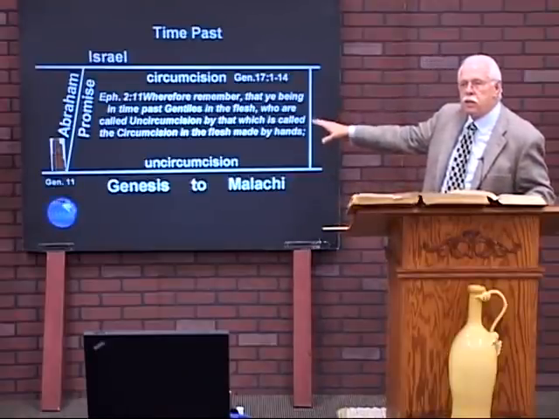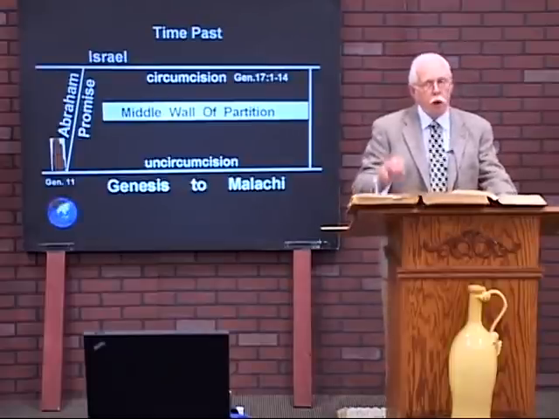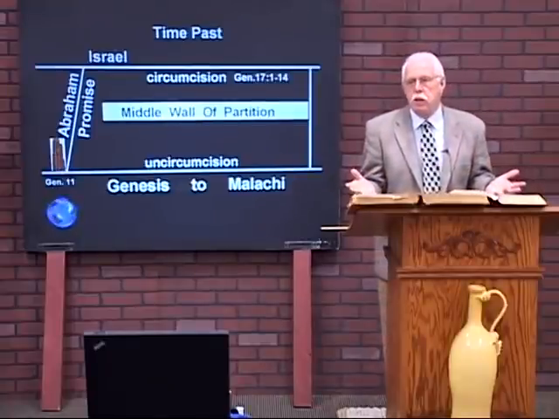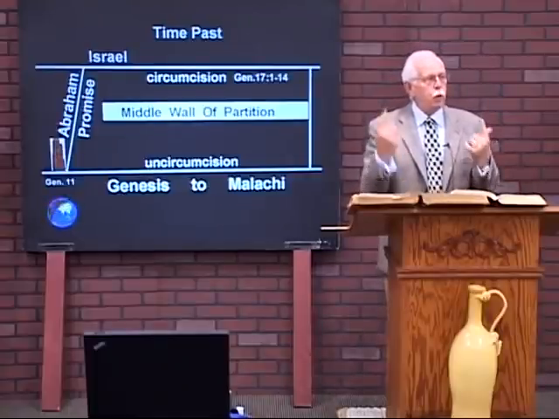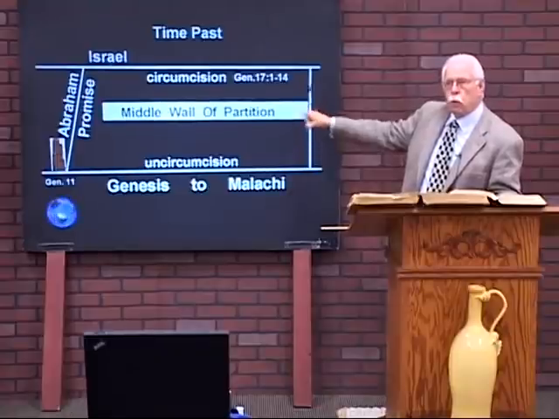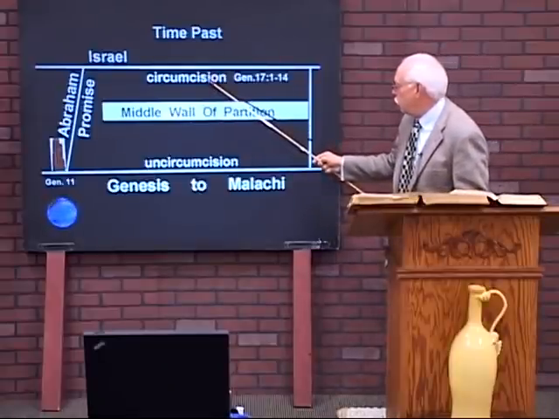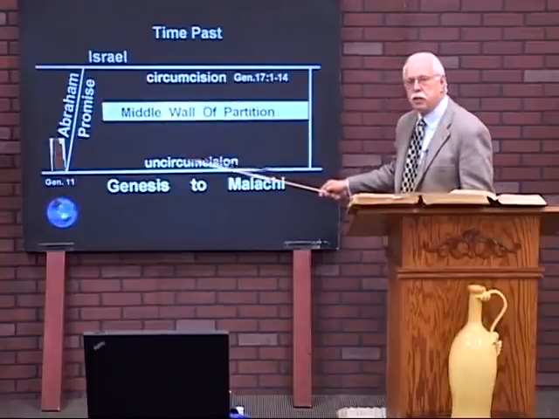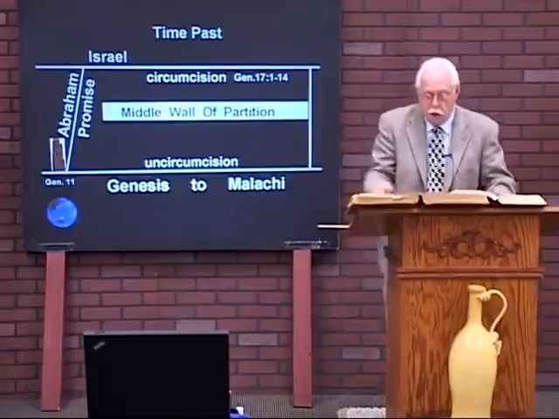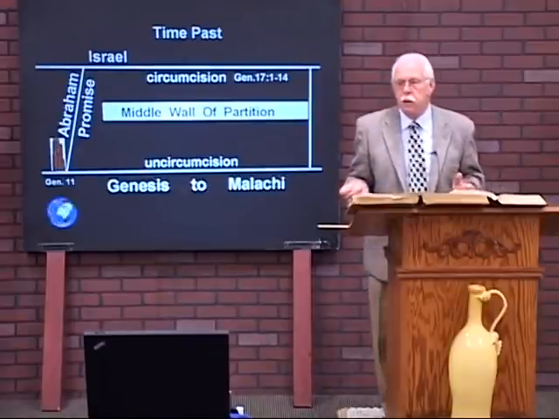So the thing that characterizes Genesis to Malachi is this truth, the middle wall of partition. In Ephesians chapter 2, Paul talked about the middle wall of partition. So it's very important at the outset of this message that you understand a principle that is associated with the middle wall of partition. As long as that wall exists, it will separate the circumcision from the uncircumcision. Whenever you have a difference between Israel, the Jews, and the uncircumcision, the Gentiles, you cannot have the body of Christ. Because the body of Christ today is made up of Jews and Gentiles, for there is no difference between Jews and Gentiles today.